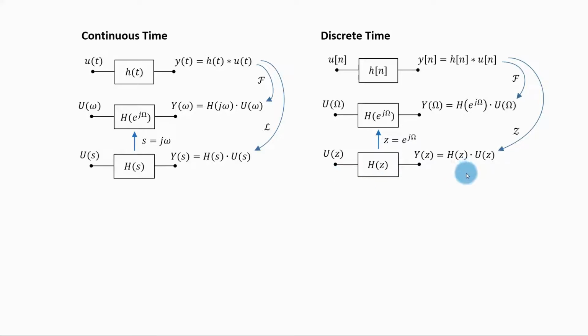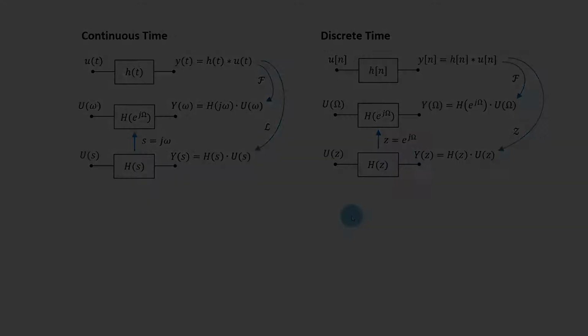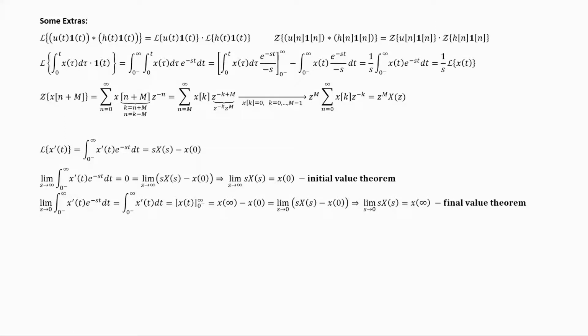Now, there are some limitations. The individual transforms have to exist, which for the Fourier transform is rather a limiting condition, and the Laplace transform and the Z transform are looking at the signals only for positive time. Here I have some extra properties for both the Laplace transform and the Z transform that we did not need on the previous lectures, so I did not want to overload you with unnecessary formulas.